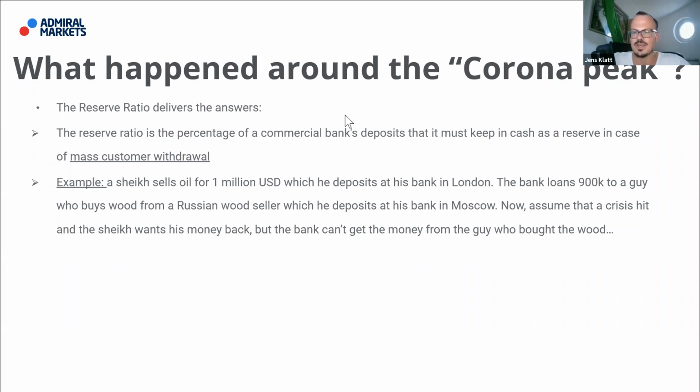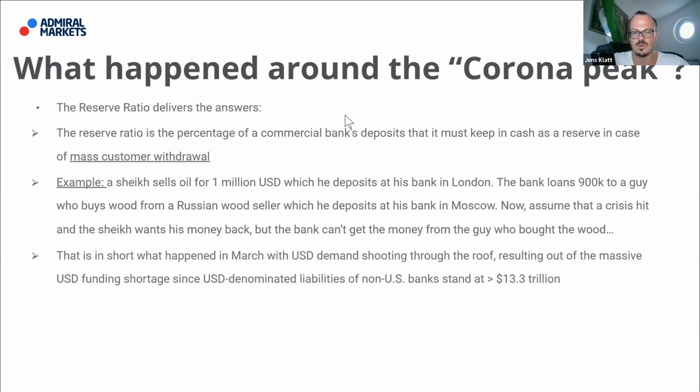So this is a very, very easy way to explain what happened in March when there was this US dollar shortage, in fact, and demand for US dollar shot through the roof, resulting in this massive US dollar funding shortage or squeeze in the US dollar higher, since USD denominated liabilities of non-US banks stand right now at 13.3 trillion US dollar. Put this number into context, in relation to the balance sheet of the Fed. It's 1/3.